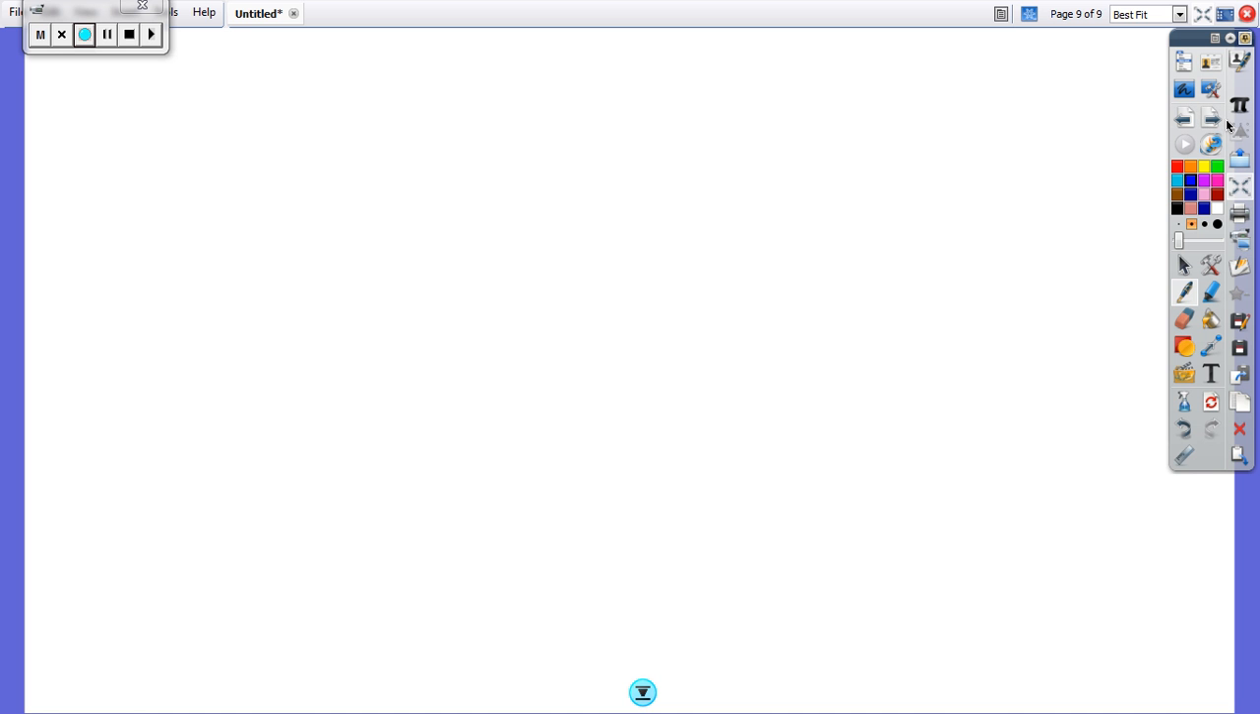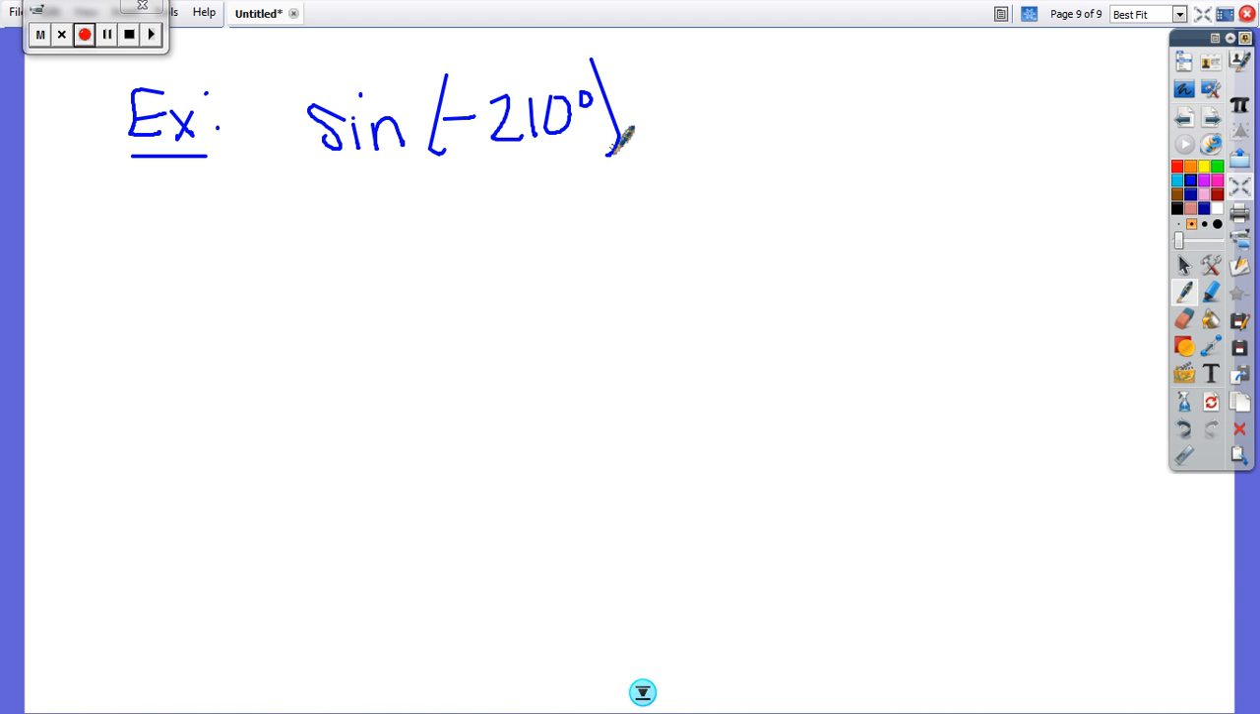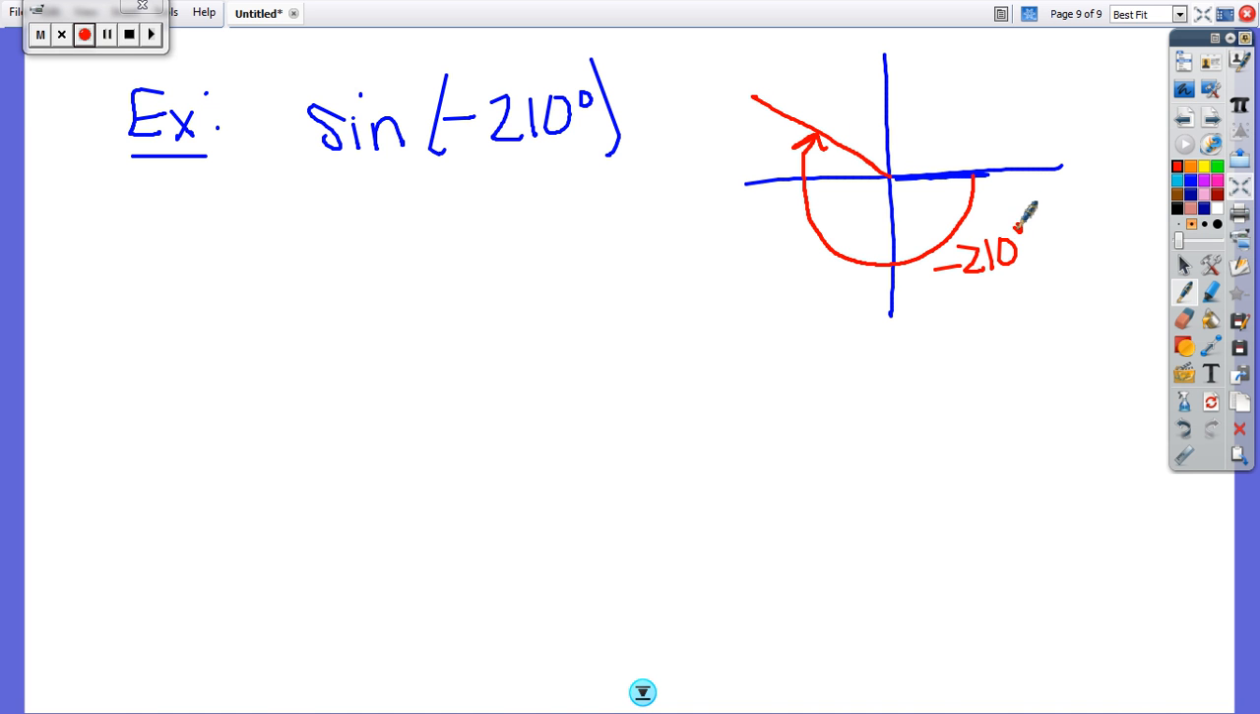Some of the problems that we're going to see in this section are going to ask you to evaluate without a calculator. So let's try some of these examples. In our first example, it wants you to evaluate sine of negative 210 without a calculator. In my head, I think: it's negative, so I'm starting at my initial side and going clockwise, the opposite way. I know that's 180, and if I go 30 more degrees, I get to negative 210 degrees.